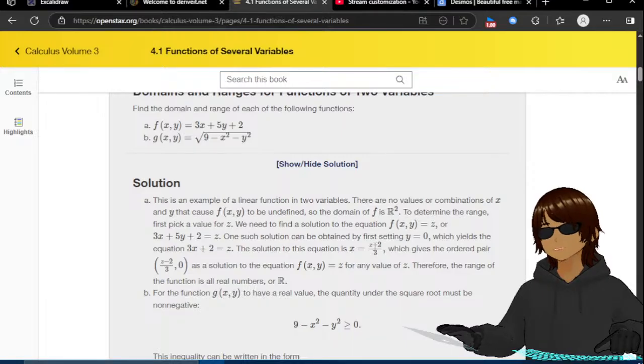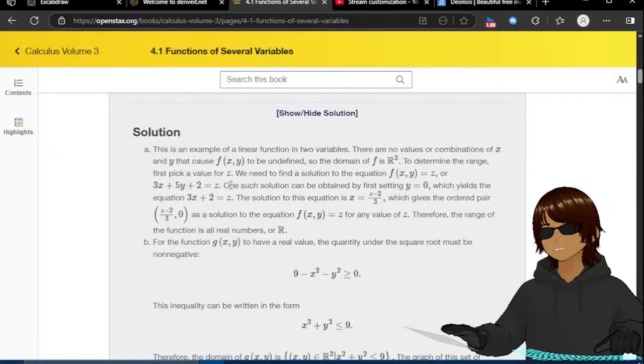One such solution can be obtained by first setting y equal to 0, which yields the equation 3x plus 2 is equal to z. The solution to this equation is x is equal to z minus 2 over 3, which gives the ordered pair (z minus 2 over 3, 0) as a solution to the equation f of x, y equals z for any value of z. Therefore, the range of the function is all real numbers, or R.